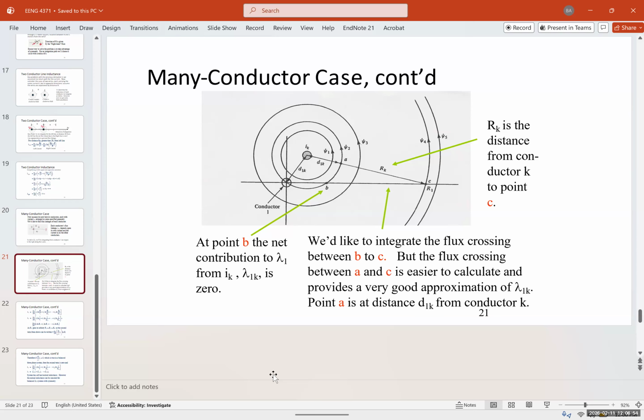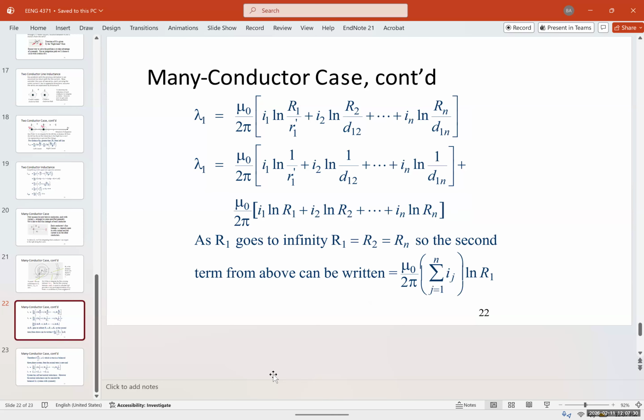We'd like to integrate the flux crossing between B and C, but the flux crossing between A and C is easier to calculate and provides a very good approximation of lambda 1k. Point A is a distance d1k from conductor K. So you can see the flux from each of the conductors. Sometimes when a conductor is too far, the effect is going to be minimal, so we just don't consider it. We consider the ones that are closest with the highest current. Now, if we have many conductors, lambda 1 would be mu 0 over 2 pi times I1 ln of R1 over R prime 1, plus I2 ln of R2 over D12, until the last one, In ln of Rn over D1n.